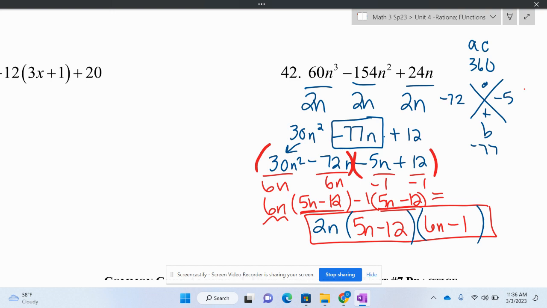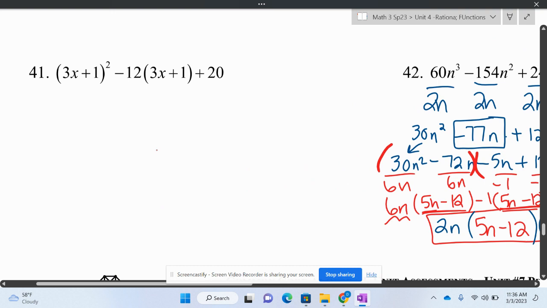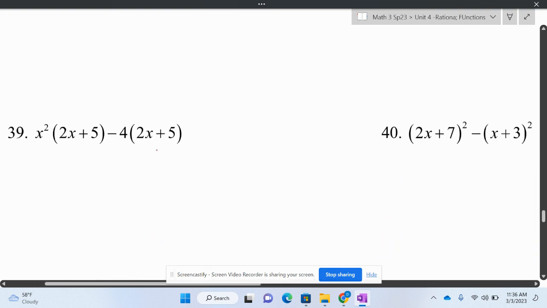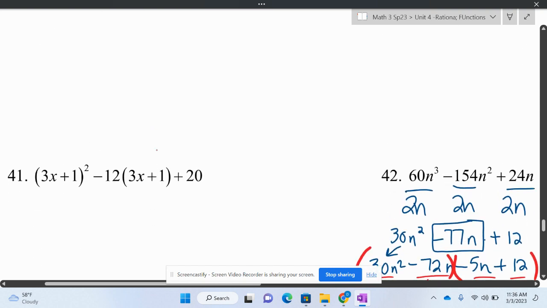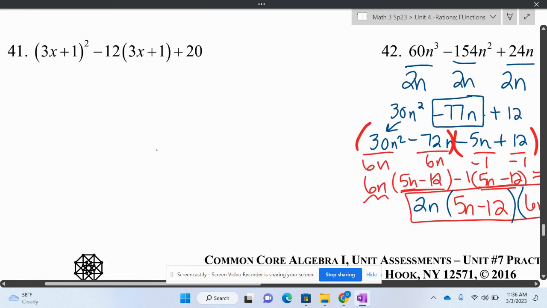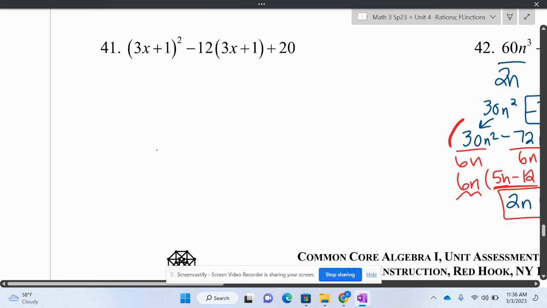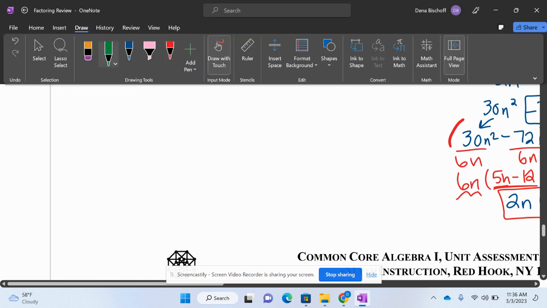Okay. I know you want to vomit. I can tell by the, I can feel it. Let's do something like 41 or 40 or one of those weird ones that have like these quantities squared. Pick one, Zach. 41. I think that's a good problem to do. So let's do 41 together.